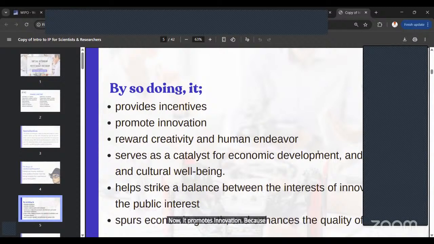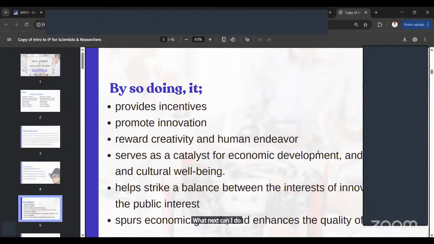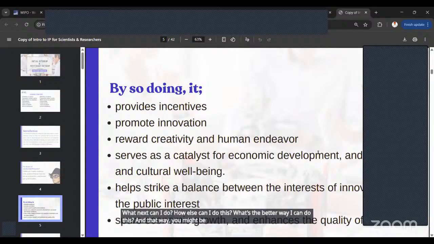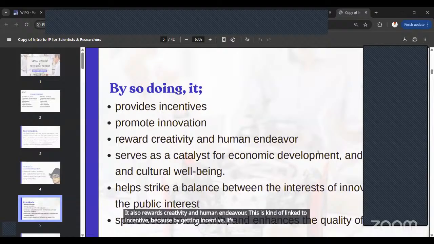Now it promotes innovation. Because you've been able to get incentive, you'll be able to think far and wide and say, okay, what next can I do? How else can I do this? What's the better way I can do this? And that way you might be innovating in one way or the other. It also rewards creativity and human endeavor. This is linked to incentive, because by getting incentive, it's rewarding your creativity for you to be able to come up with that particular thing.